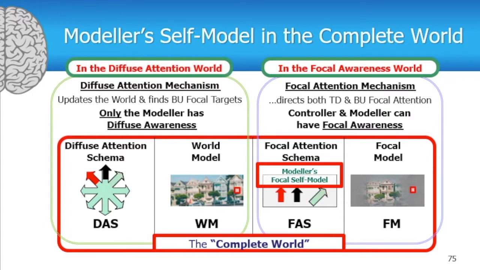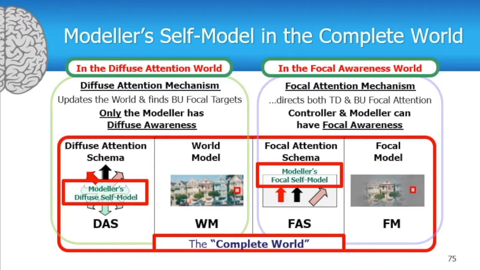Similarly, in the diffuse awareness world, the actions the modeler performs are to update the world model and define bottom-up focal attention targets. The way the modeler performs those functions is by controlling the diffuse attention schema. The required simplified model of that diffuse attention mechanism is exactly the diffuse attention schema. Therefore, the modeler's diffuse self-model in the diffuse awareness world is exactly the diffuse attention schema. Again, note that this is a very significant self-model, since both the focal attention schema and the focal model are changed significantly by the attention mechanism when it finds new bottom-up focal attention targets.